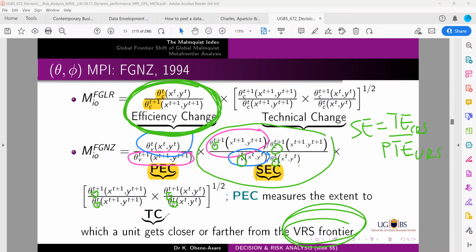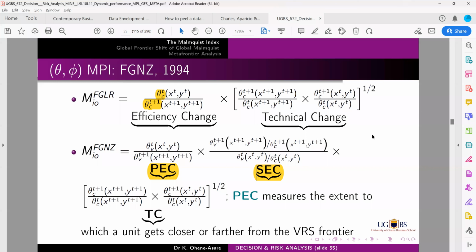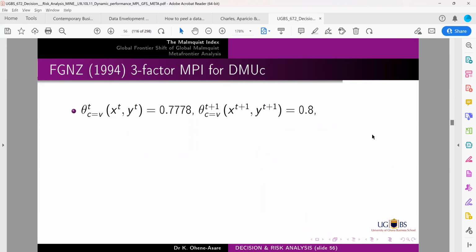So later on, there was a criticism against their model. We'll come back to that. Okay, we'll come back to how the criticism was actually made. For now, what we want to do is to substitute the values and find this for DMU C.